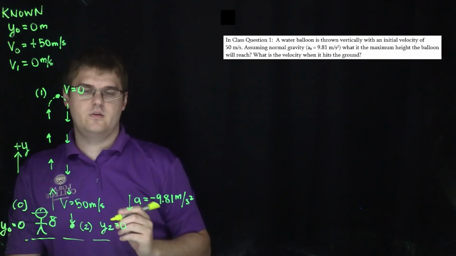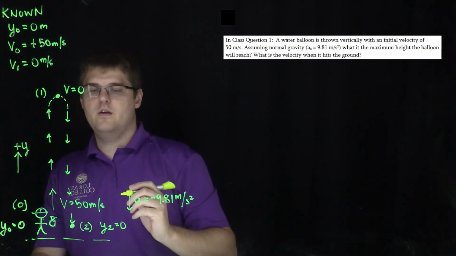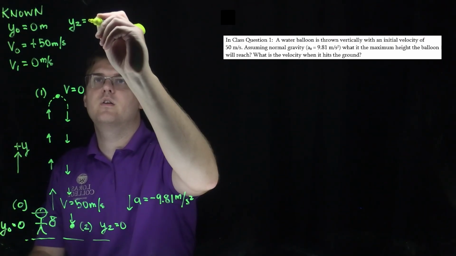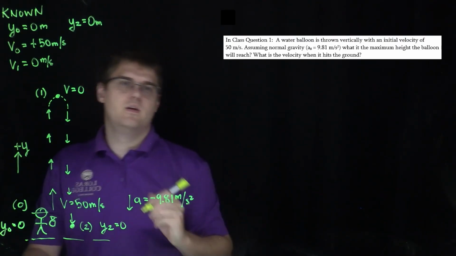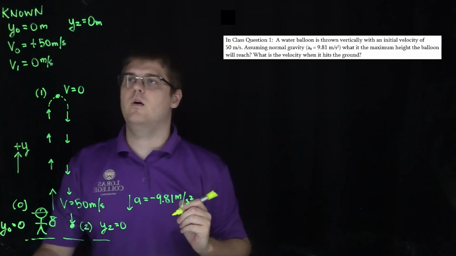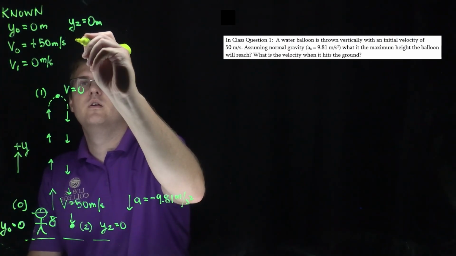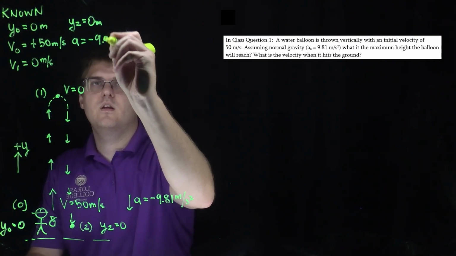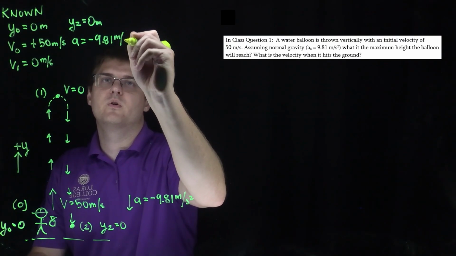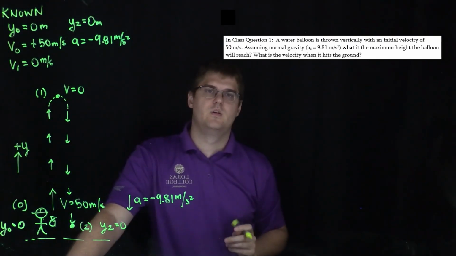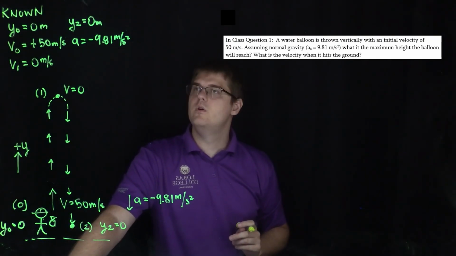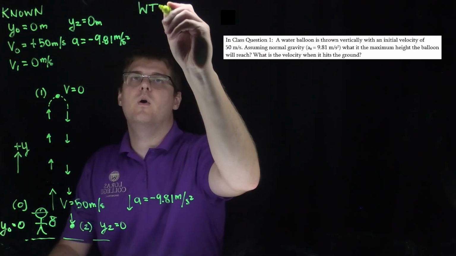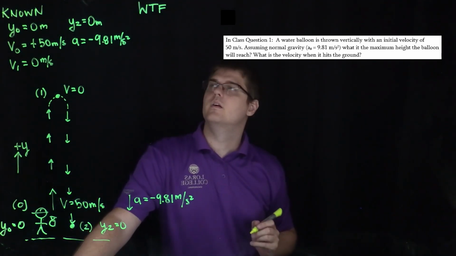I know that my position at time 2 is going to be back to 0 meters. And I do know something else about all of these positions. Throughout the entire thing, my acceleration is equal to gravity, which is negative 9.81 meters per second squared. That is everything I know. And now, what do I need to know? What do I want to find? What to find.